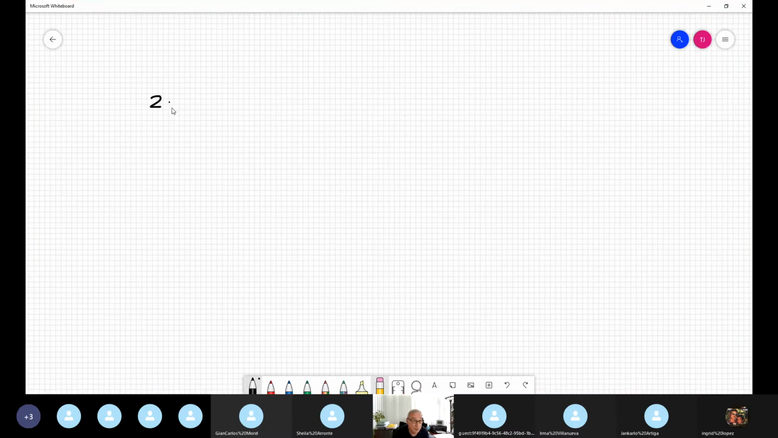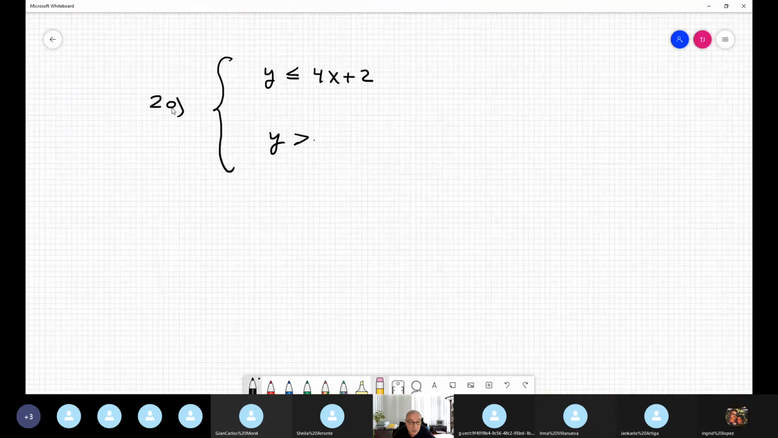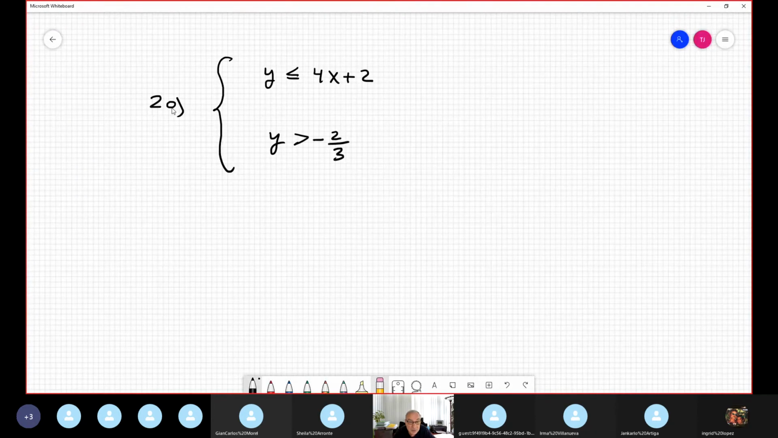Problem 20: two inequalities and two unknowns. y is less than or equal to 4x plus 2, and y is greater than negative 2/3 x. Inequality number 1 and inequality number 2.